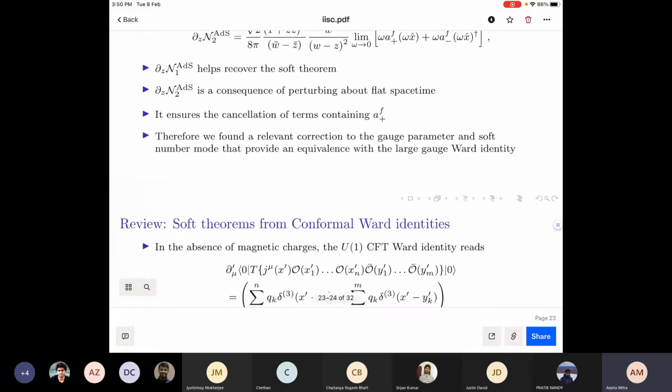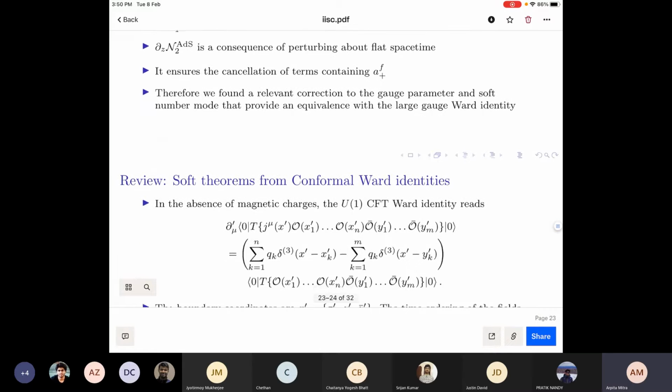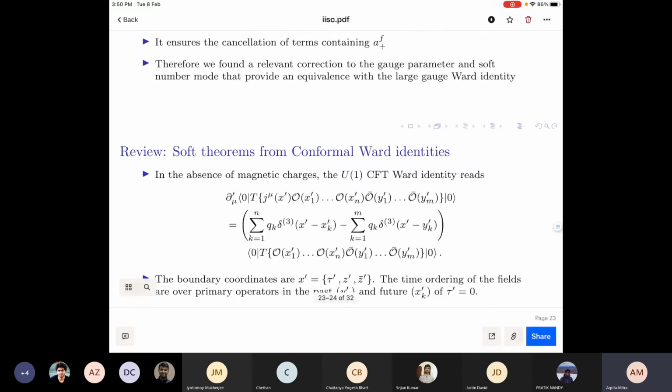And now I'll go to the last part of our work, which is almost near completion. There we tried to get this 1 by L square correction to the large gauge Ward identity from the large AdS limit of a conformal Ward identity.